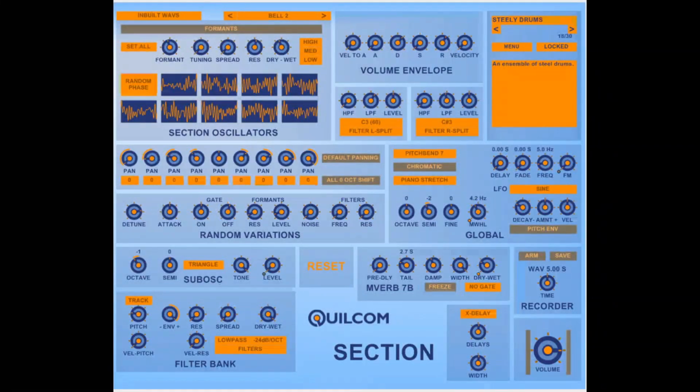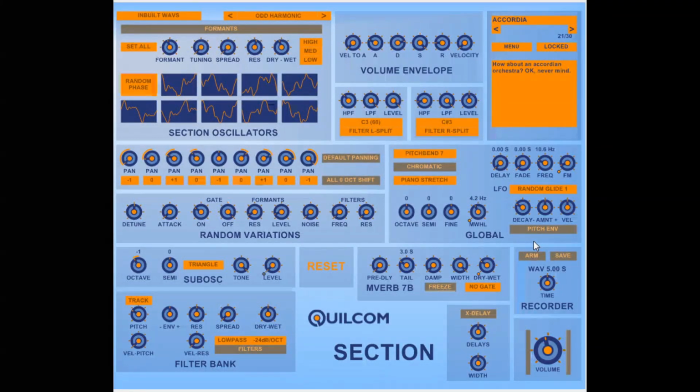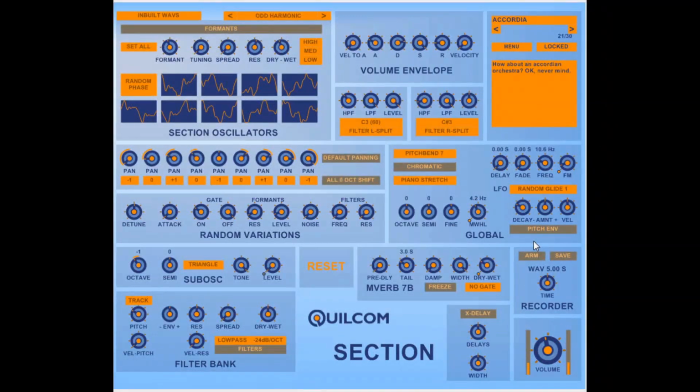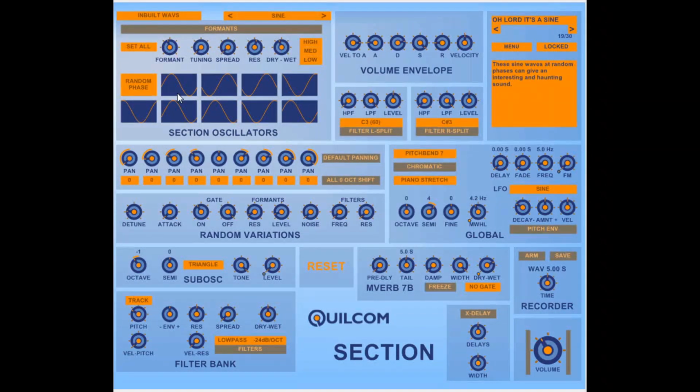On this next one, you can hear the effect of having randomized gate on and gate off times. How about a section of accordions? This is what we get here if we randomize the phase of a single partial, a sine wave, and when you play that it sounds quite interesting.